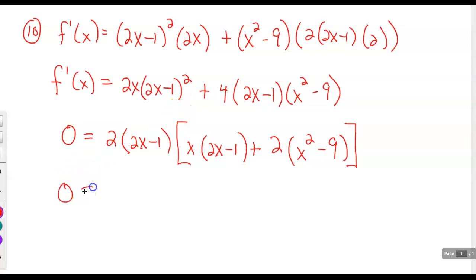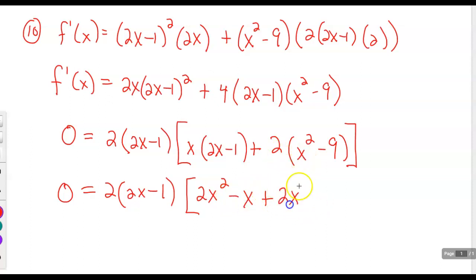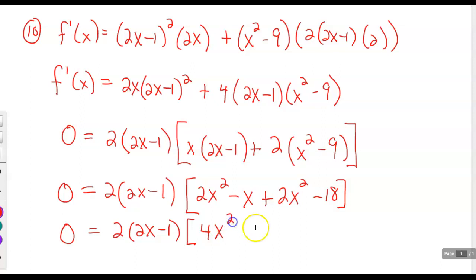So we get 0 equals, and then all we have to do to use the 0 product property is get the inside of these brackets cleaned up. So x times 2x is 2x squared. X times negative 1 is negative x. Plus 2 times x squared is 2x squared, and then minus 18. All right, so we get 0 equals 2 times 2x minus 1, and then 2x squared plus 2x squared is 4x squared, sorry, and then we have minus x and minus 18.